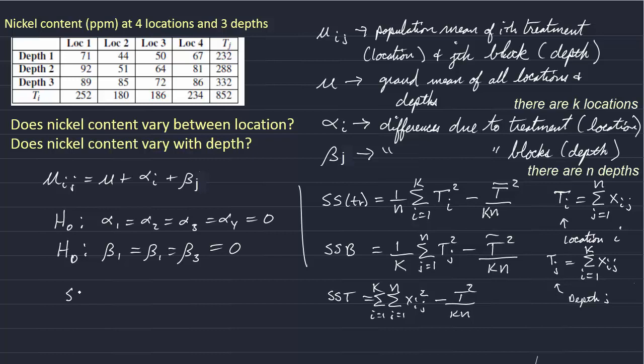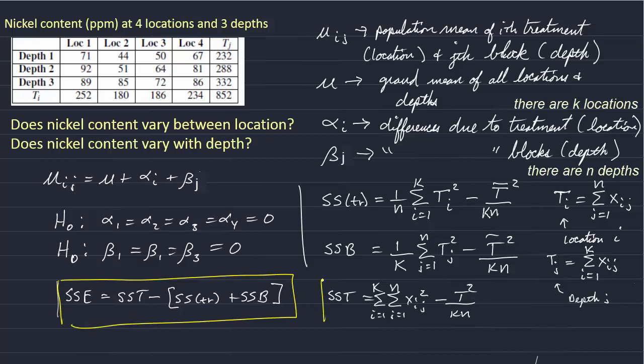Finally, we have the residual, or the sum of squares associated with errors, or everything other than location and depth, and that's equal to SST, the total, minus SSTR plus SSB. So that's what's left over. So we have these 4 equations that we'll compute our statistics with.